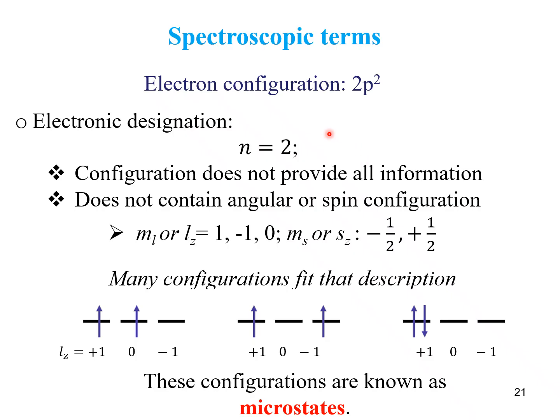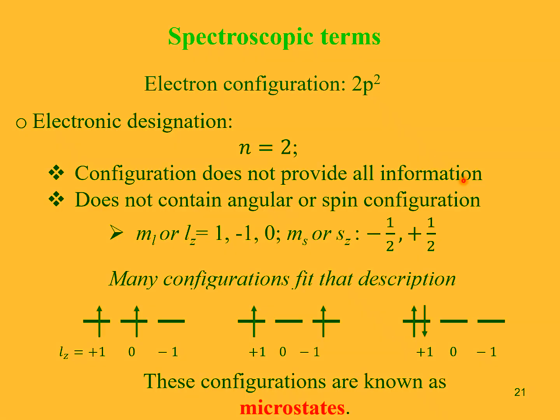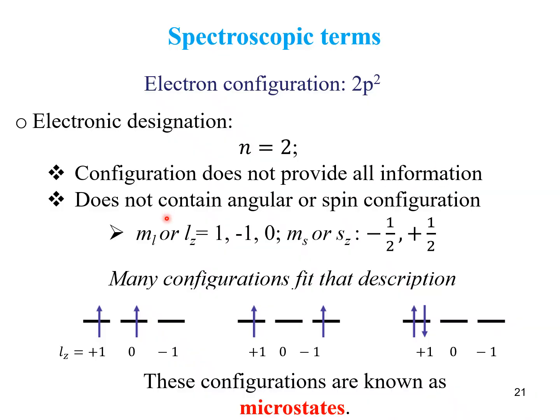Before we answer the question, let's look into some of the spectroscopic terms, which involve how the electrons are arranged in the orbital. If you are given the electron configuration of 2p2, you know that the principal quantum number n is equal to 2. But this configuration does not provide all the information. It does not contain the angular or the spin configurations of the electron.